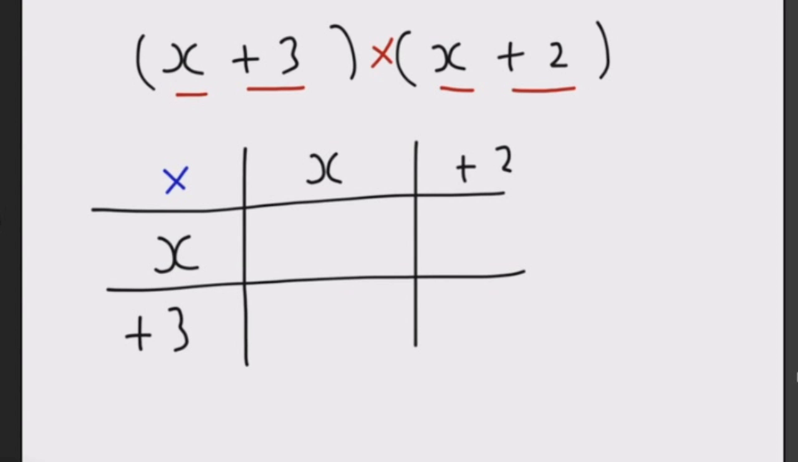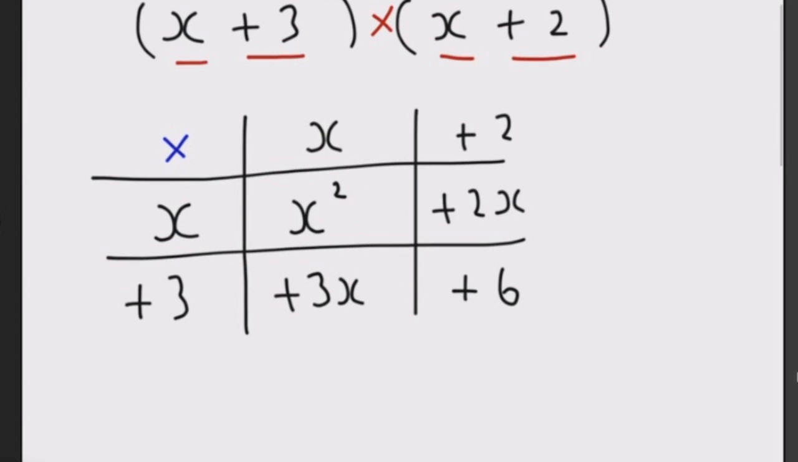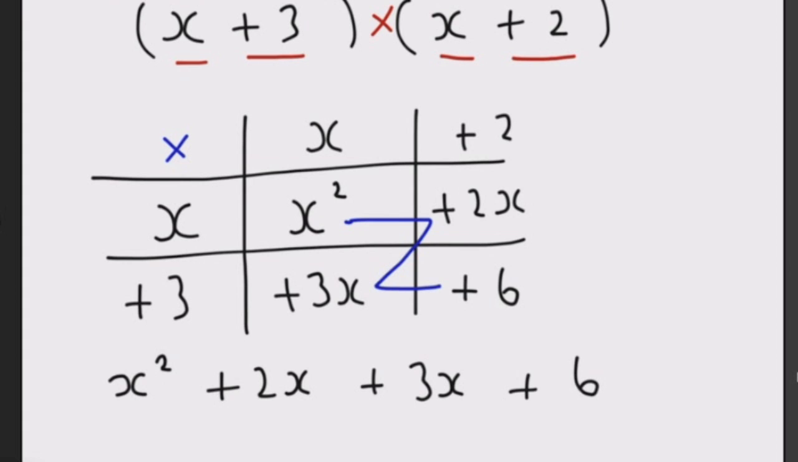So x multiplied by x gives us x squared, x times by 2 gives us plus 2x, x times by 3 gives me plus 3x, and then 3 times by 2 gives me plus 6. So we go ahead now and we write this out in the long form. So we start off here, we work across to here, down to here, and then across in like a Z shape. So we'll start off with the x squared term. So we've got x squared plus 2x plus 3x, and then plus the 6.